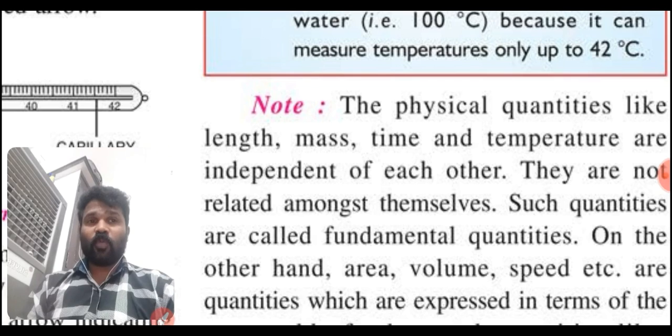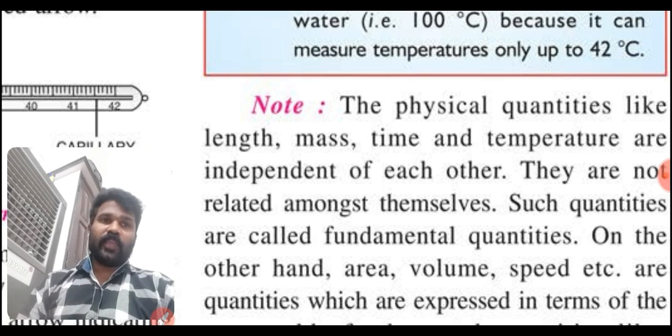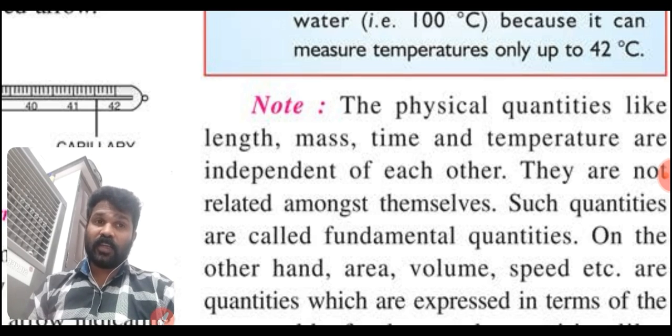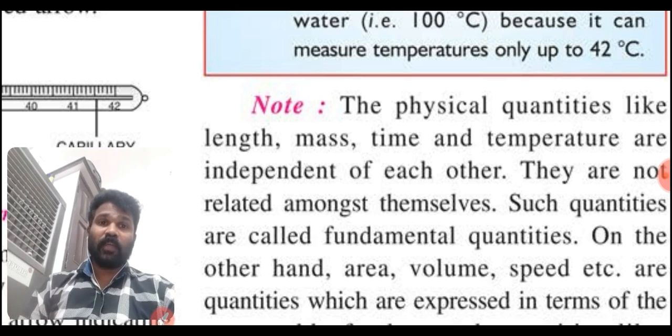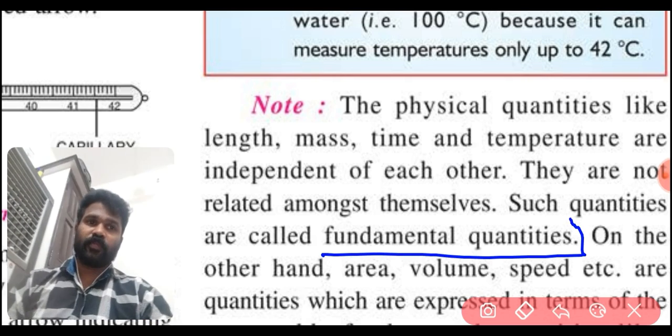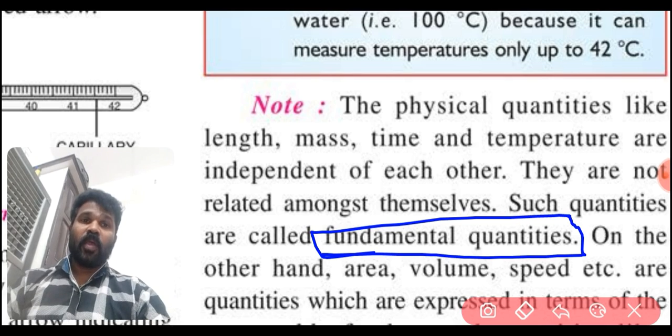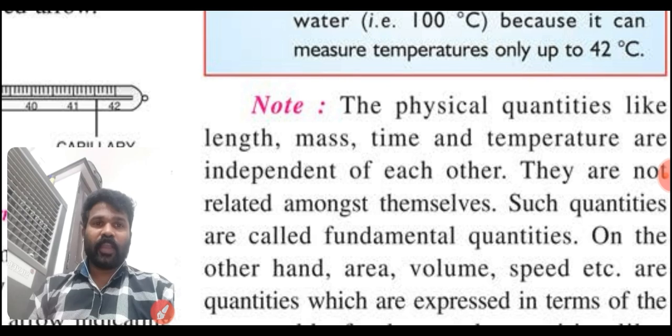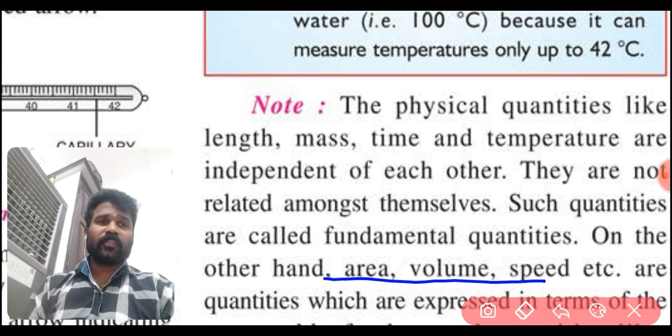The physical quantities like length, mass, time and temperature are independent of each other. They are not related among themselves. Such quantities are called fundamental quantities. Okay, students. On the other hand, area, volume, speed, etc.